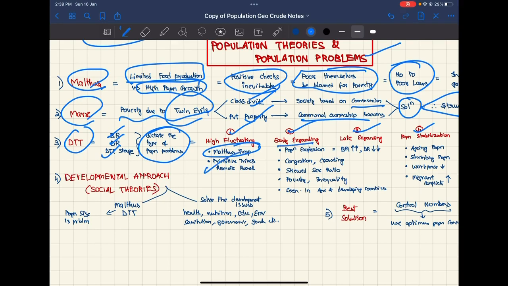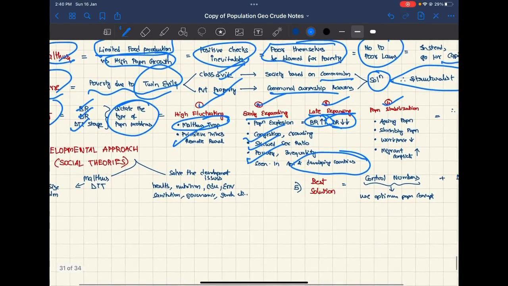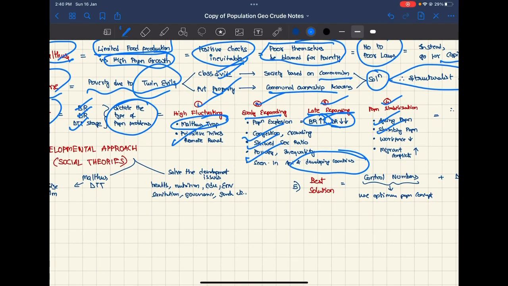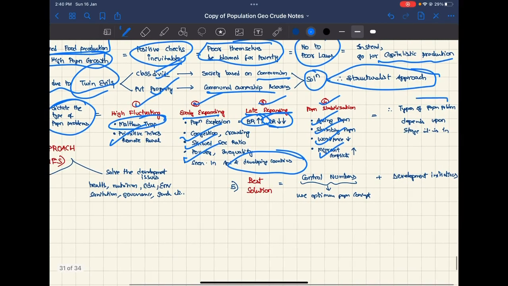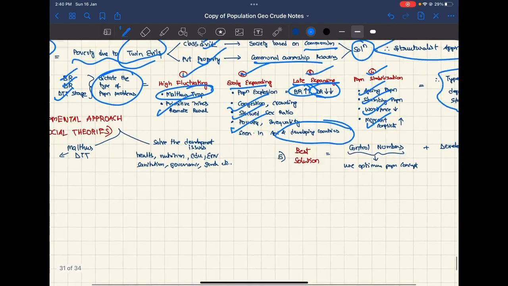Early expanding and late expanding stages have high birth rates and low death rates. Therefore, congestion, crowding, skewed sex ratio, poverty and inequality. This is seen in developing and agricultural countries. The population stabilization stage has an aging population, shrinking population, a falling workforce, and increasing migrant conflicts. Therefore, the types of population problem depend upon the stage of DTT.